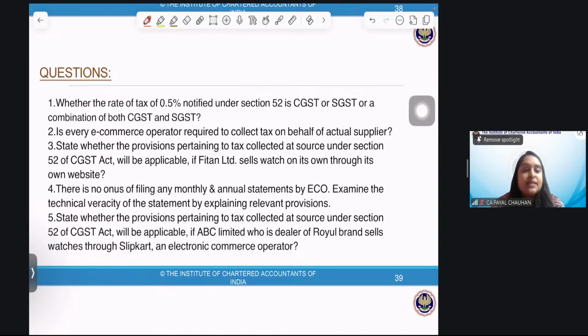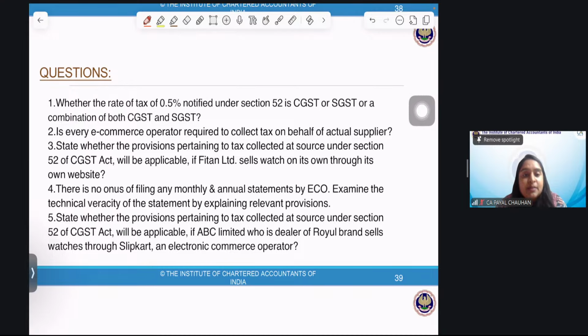Third, state whether the provision pertaining to tax collected at source under Section 52 of CGST Act will be applicable if Fitan Limited sells watch on its own through its own website. Tell me. See, no, because when you are selling your own product through your own website, then TCS provisions are not applicable. Perfect.